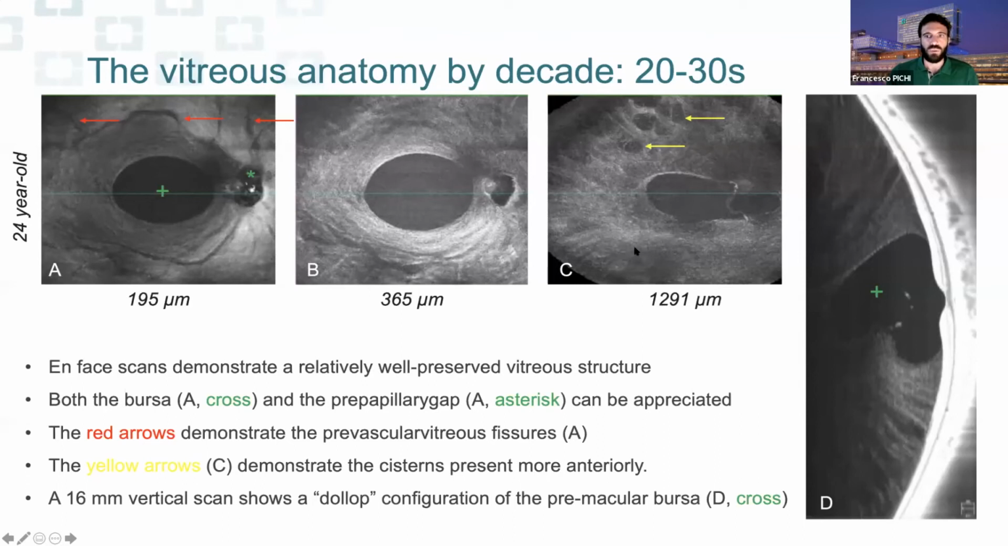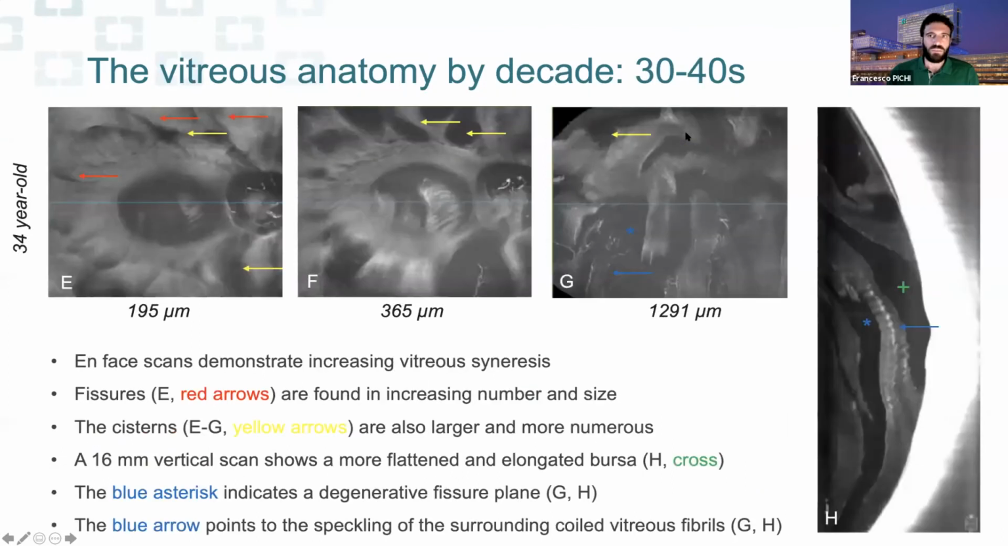If you scan more toward the eye, you see that there are some cisterns that were described. But if you go to another decade, the 30 to 40 decade, you see that the cisterns actually increase in size, but the bursa and the Cloquet canal are mostly still separated.